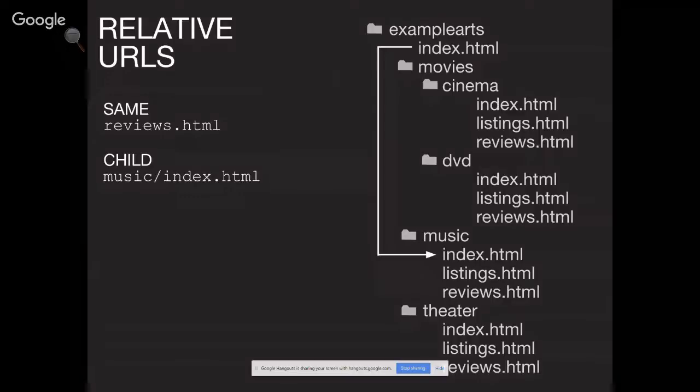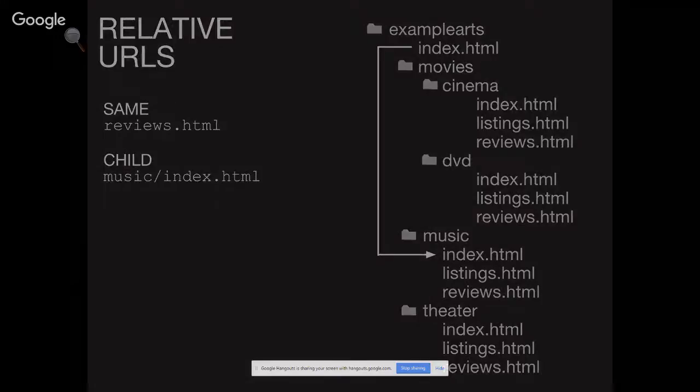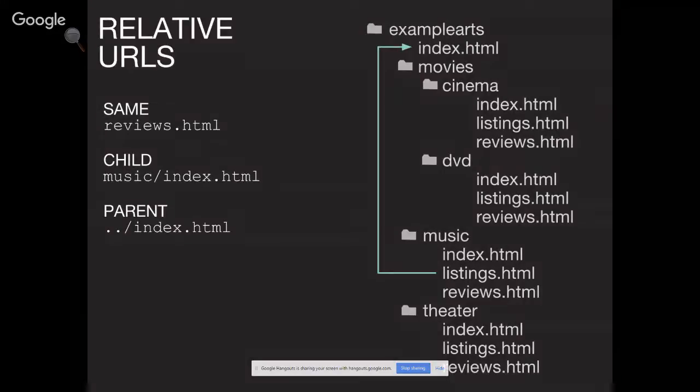Okay, so if you wanted to get to the child, to the index in the music folder, it's going to be music/index.html. But more interesting, and this is where it seems to get confusing: what if we wanted to get from the music folder back to index.html? Then we need to climb out of music and get to example arts.